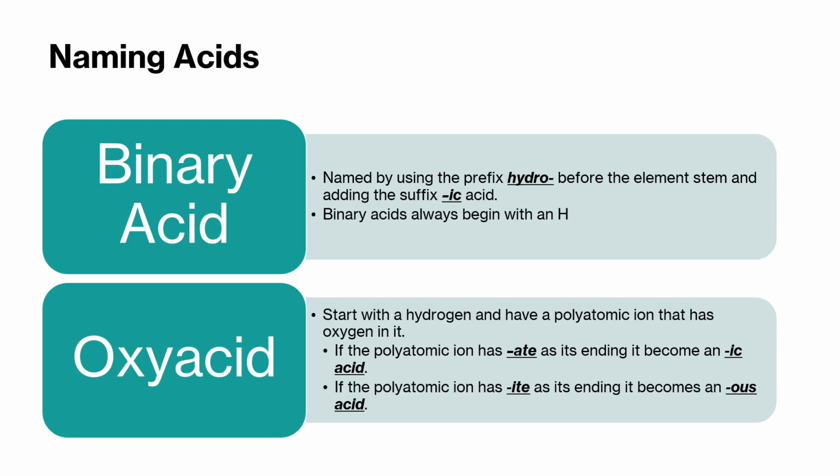With the oxyacids, again, because it's an acid, it has to have a hydrogen at the front. Oxyacids have a hydrogen in front and a polyatomic ion with it. This is where you need to know the names of your polyatomic ions. If the polyatomic ion ends in ATE, it becomes an IC acid. If the polyatomic ion has ITE as its ending, it becomes an OUS acid. And you'll see some examples of that on this PowerPoint that has the full acid naming rules.